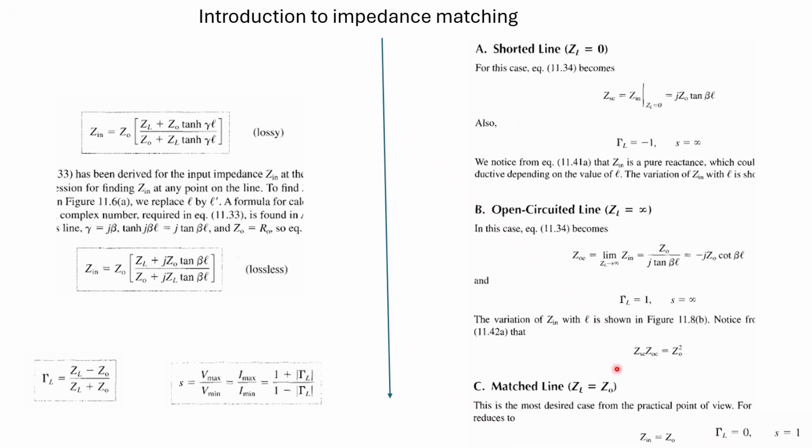Third is the matched line, that is, Z load is equal to Z0. So in that case, just put ZL equal to Z0. You can find out that τ will be 0, because both ZL and Z0 are equal, and then S is equal to 1. Just put the value of τ and you will get the value of S. So these are the simple things for the short line, open circuited line and matched line.